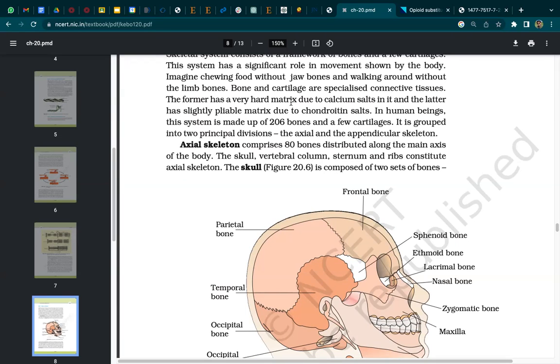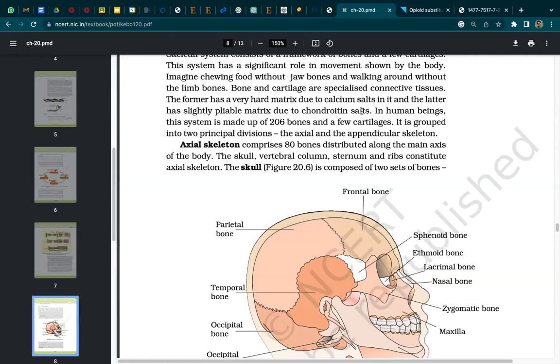Bone has a very hard matrix due to calcium salts. So mark this point. Whereas cartilage has a less hard, pliable matrix due to chondroitin salts. So these two words you have to remember. In bone, you will mostly find calcium salts, calcium phosphate, calcium carbonate. In cartilage, you will not find much calcium salt, but you will find chondroitin salts.